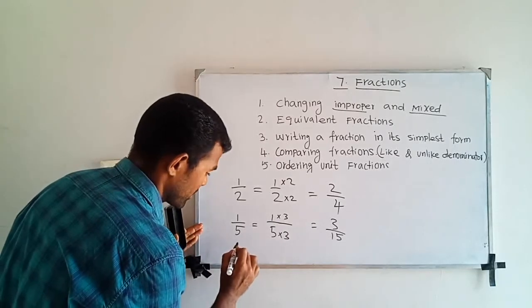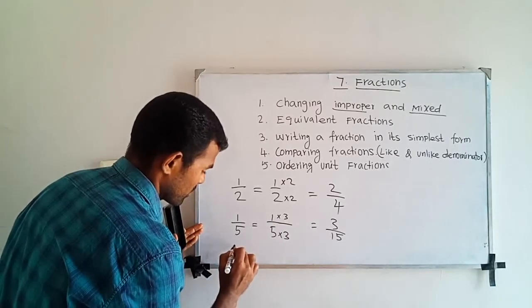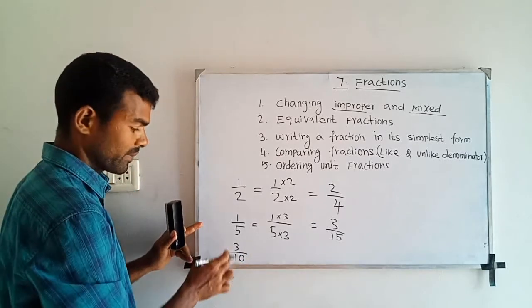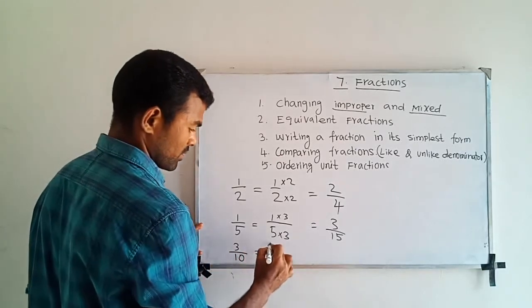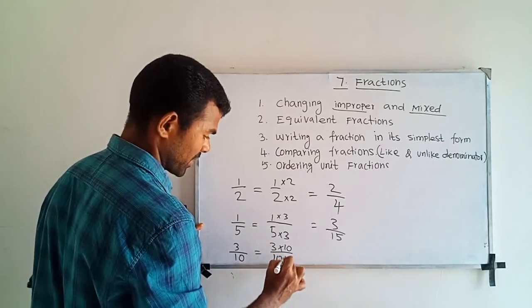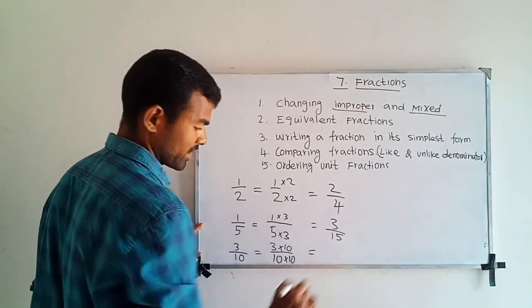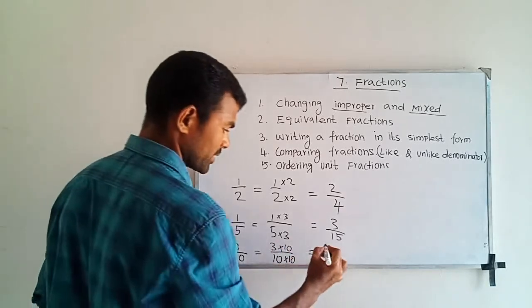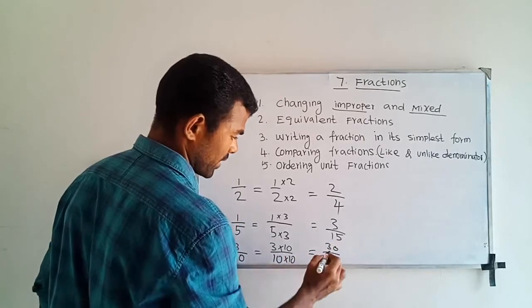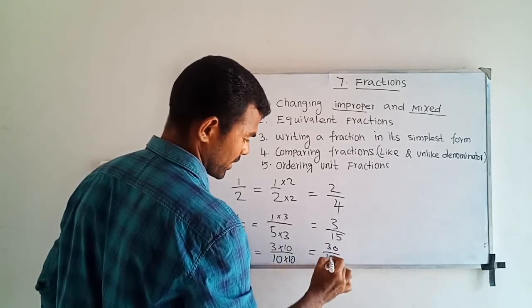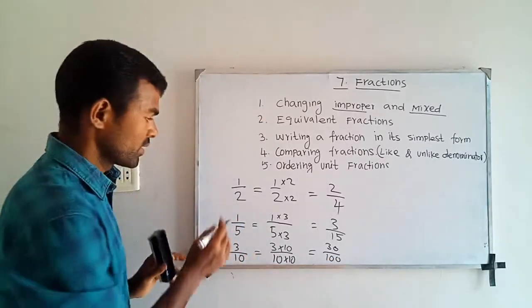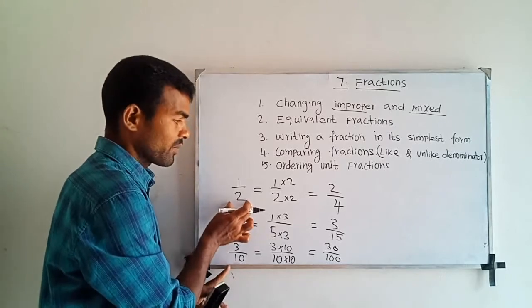Next one more, let us see. 3 by 10. Okay, see the number 3 by 10. 3 multiplied by 10, and 10 multiplied by 10. Yes. Multiply it. 3 times 10, 30, and 10 times 10, 100. Yes, got it.